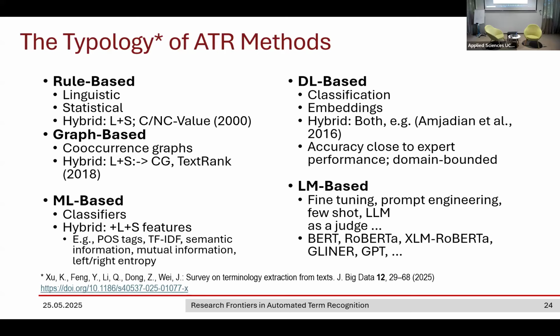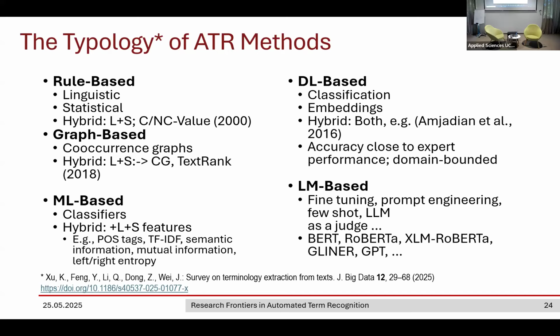A disadvantage was that they required significant resources for domain-based training. So you have to collect a domain corpora, you have to label the corpora, and then train the method to recognize terms in this domain.